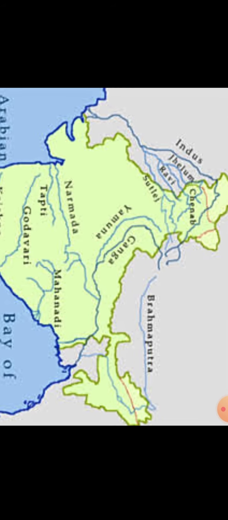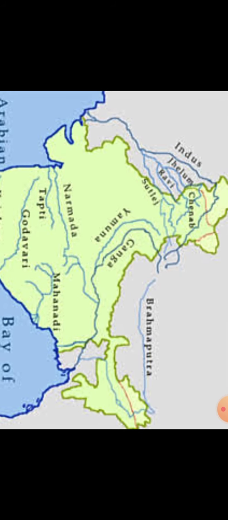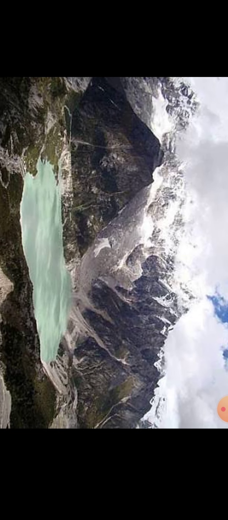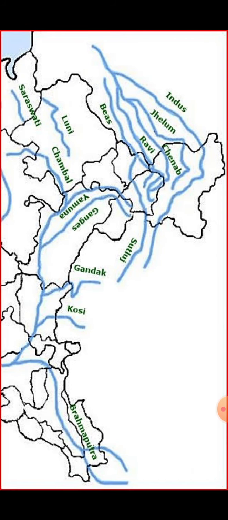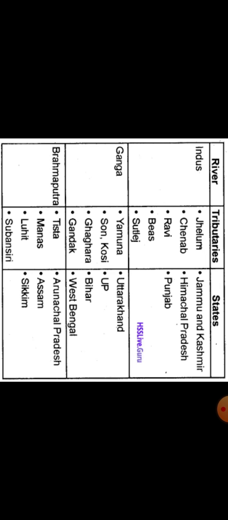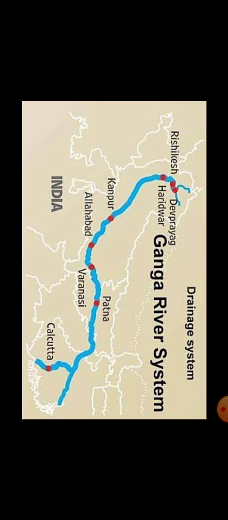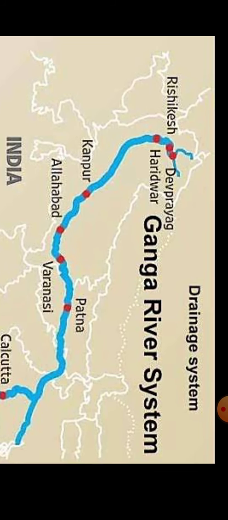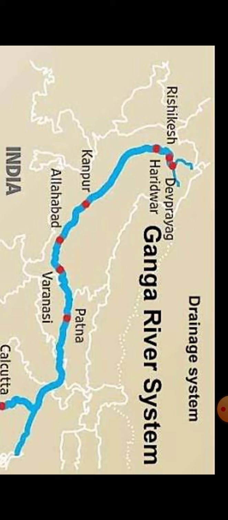How many Himalayan river systems? Three Himalayan river systems. First one, Ganga system. Second one, the Indus river system. Third one, the Brahmaputra river system. Okay, let's see here. These are the glaciers. This is the Ganga river system. The length of the Ganga river is 2704 kilometers.